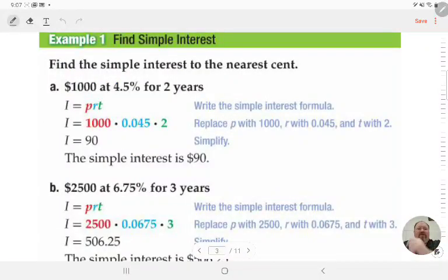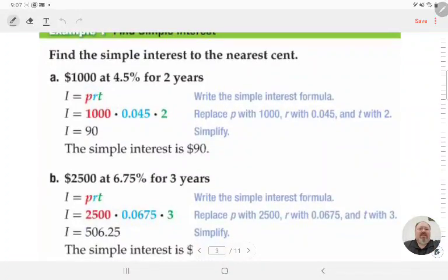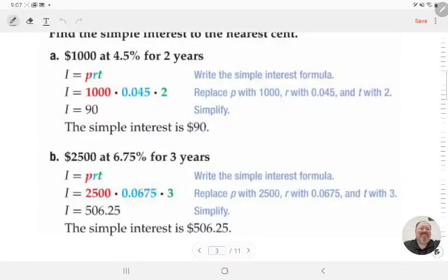All right, so here's two quick examples. Find the simple interest rate to the nearest cent. So we have 1,000 at 4.5% for 2 years. So the P of the principal would be 1,000. The rate would be the 4.5% as a decimal, so 0.045, and T is 2 for years. I multiply all three together. My simple interest is $90.